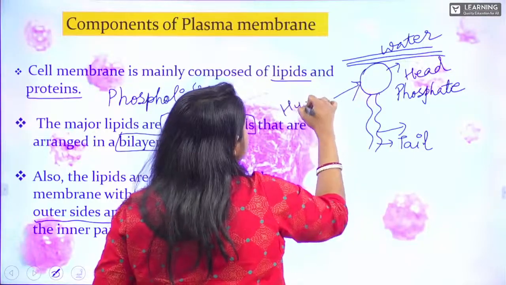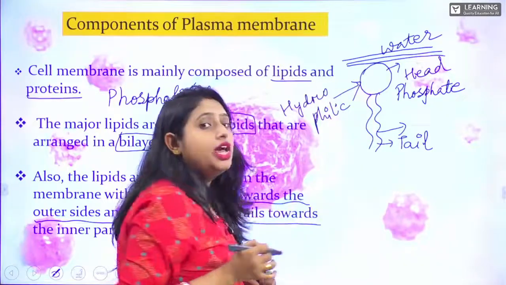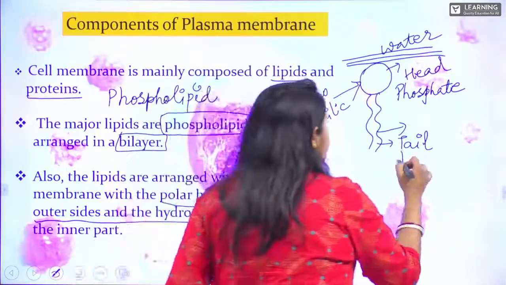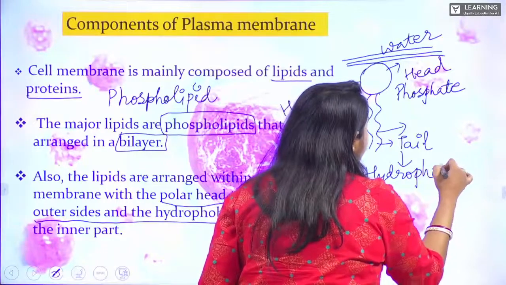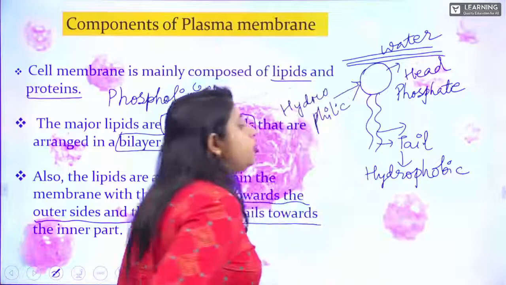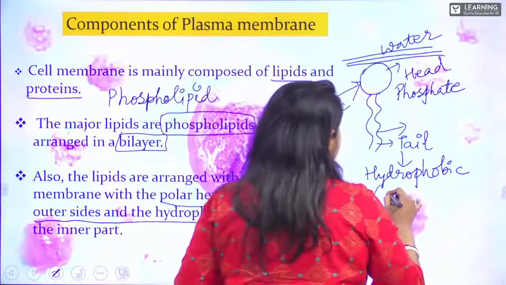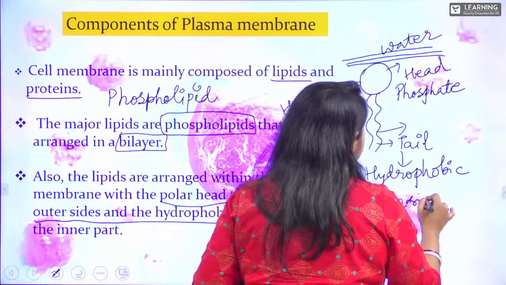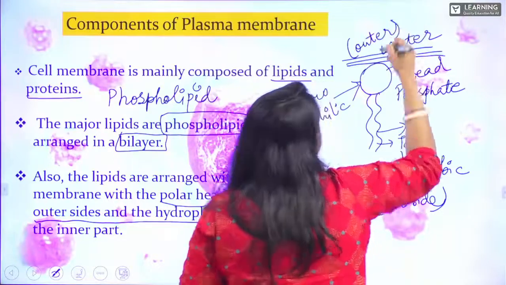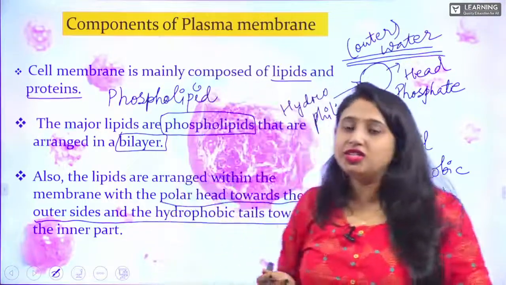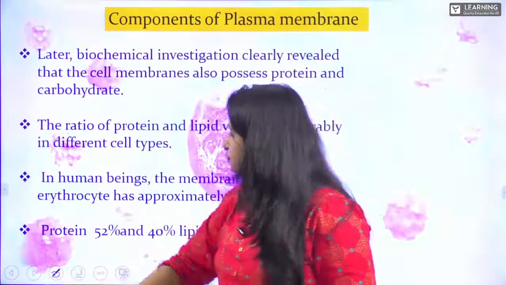This head is hydrophilic, that is water loving, right? And the tail is what? The tail is your hydrophobic, right? Hydrophobic means it is fear of water. So it is inside, isn't it? And as you can see, it is outside. It is facing the external membrane. So this is how the phospholipids are arranged in the plasma membrane.